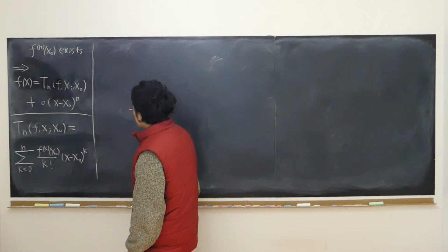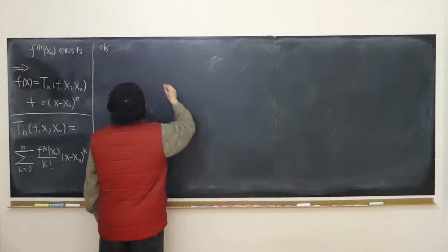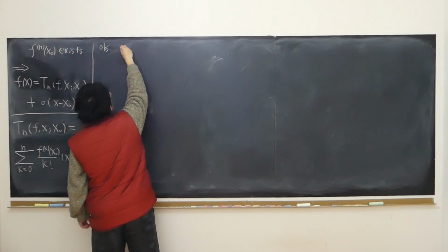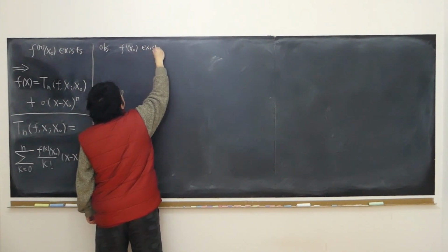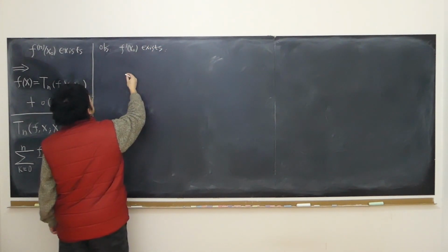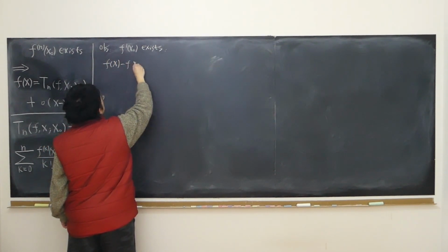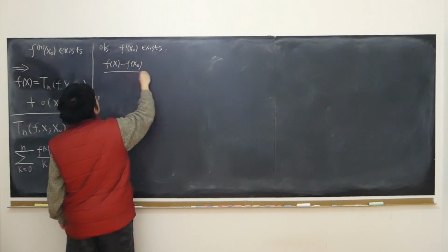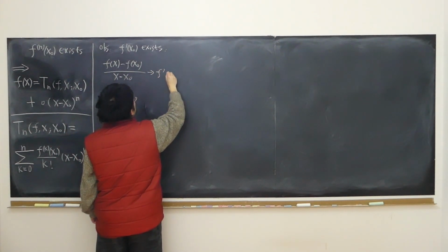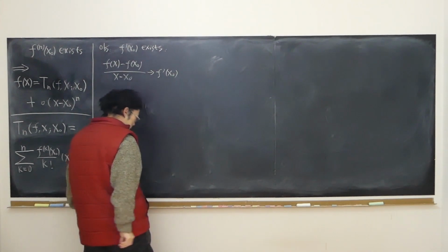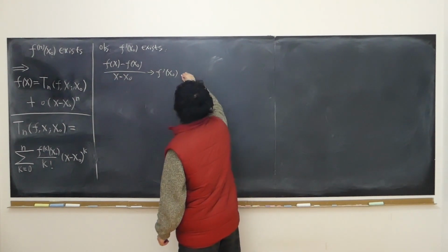So first of all, let's start with a simple case. Let's observe, if the first order derivative exists, what will happen? That means f of x minus f of x naught over x minus x naught approaches f dash x naught. So that's the meaning of derivative as x approaches x naught.